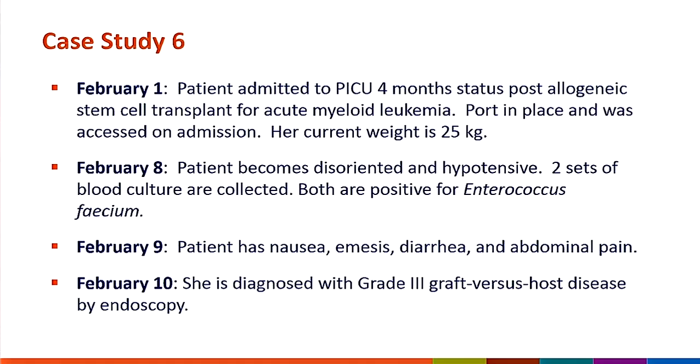On the 8th, the patient becomes disoriented and hypotensive, and 2 sets of blood are collected for culture. Both are resulted as positive for Enterococcus faecium. On the 9th, the patient complains of nausea, emesis, diarrhea, and abdominal pain. And on the 10th, she's diagnosed with grade 3 graft versus host disease by an endoscopy.